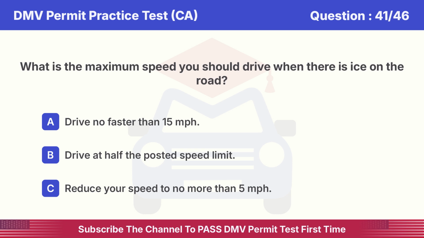Question 41. What is the maximum speed you should drive when there is ice on the road? Option A, drive no faster than 15 miles per hour. B, drive at half the posted speed limit. C, reduce your speed to no more than 5 miles per hour.